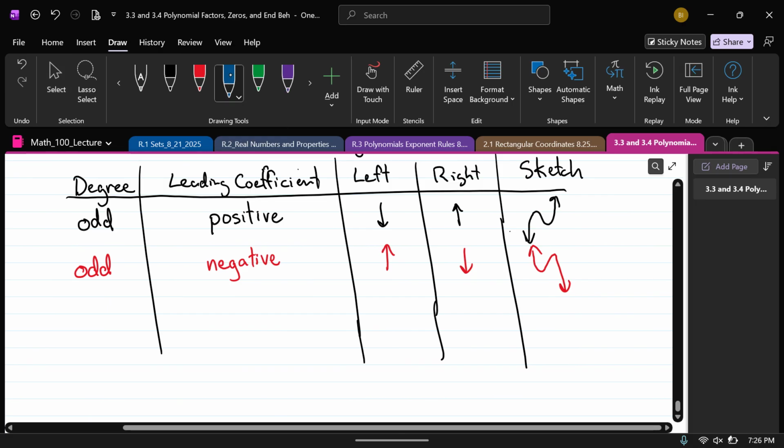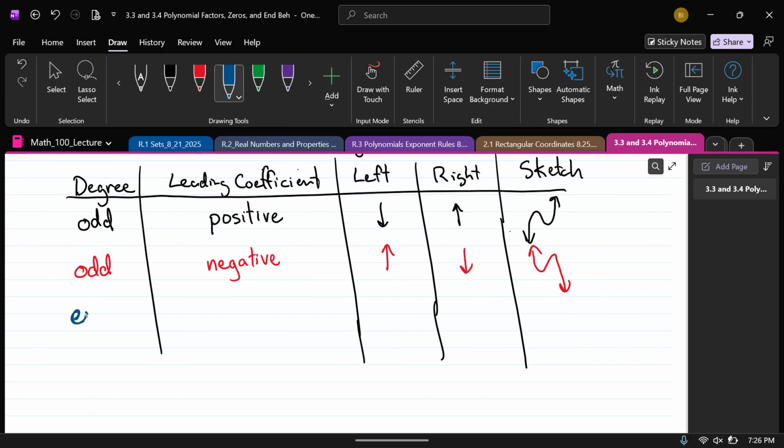Next possibility would be an even degree with a positive leading coefficient. Both ends are going to go up. If it's even degree, the ends go in the same direction. Positive leading coefficient, both go up. You think about a positive person, they always look on the upside of things, right? Even degree, both ends go the same direction, they both go up. The polynomial graph might look something like a W or something like that, but both ends are going up. That's the main thing.